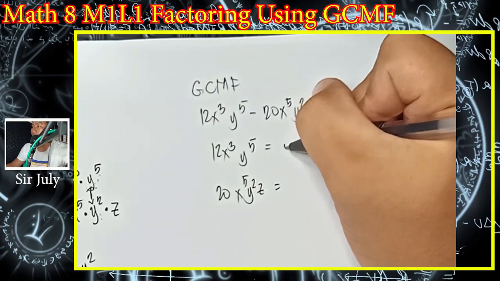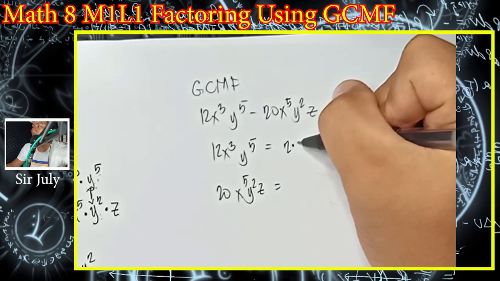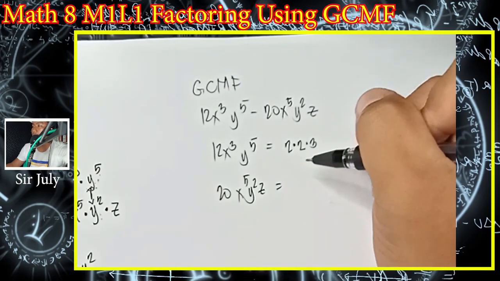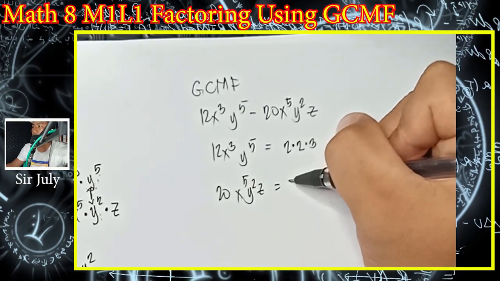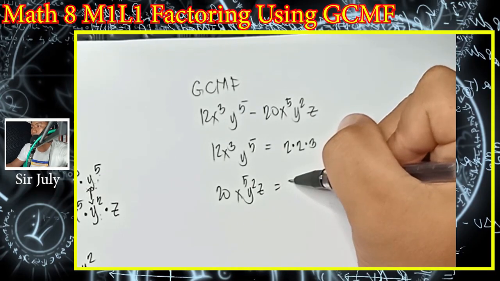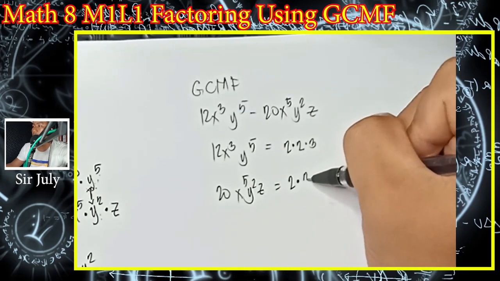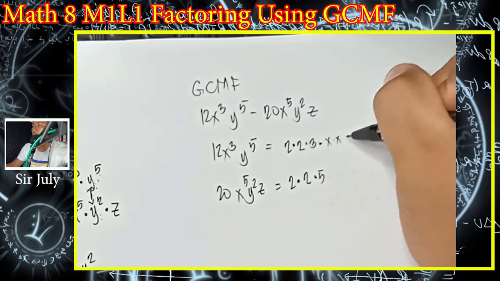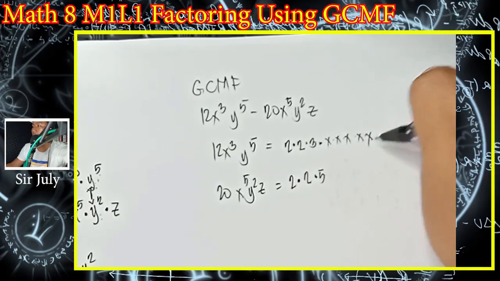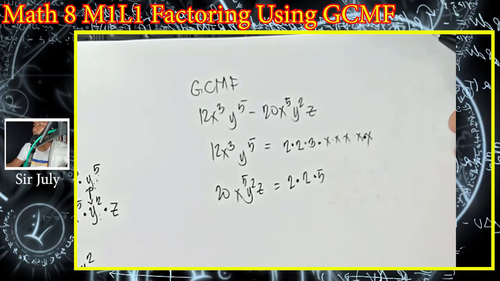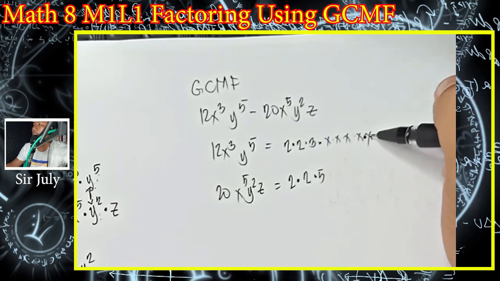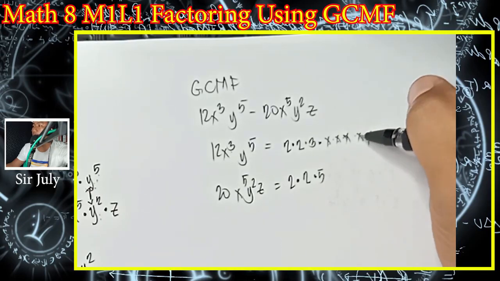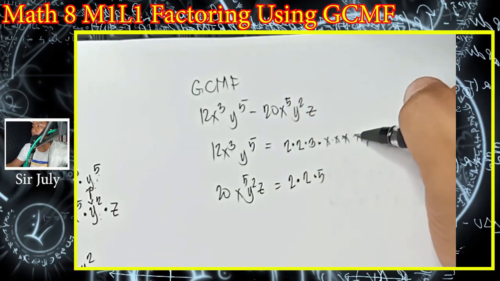Isulat natin ulit yung mga factors ng 12x cubed y squared. Ngayon naman, hindi exponential ang gagamitin natin, which is yung prime factors lang. 2 times 2 times 3. Okay? Prime numbers lang na factors. Samantalang sa 20 naman, we have 2 times 2 times 5 times x cubed, ang ibig sabihin nung 3x ay x raised to 3. 3 lang yan. Okay? So 3 lang.